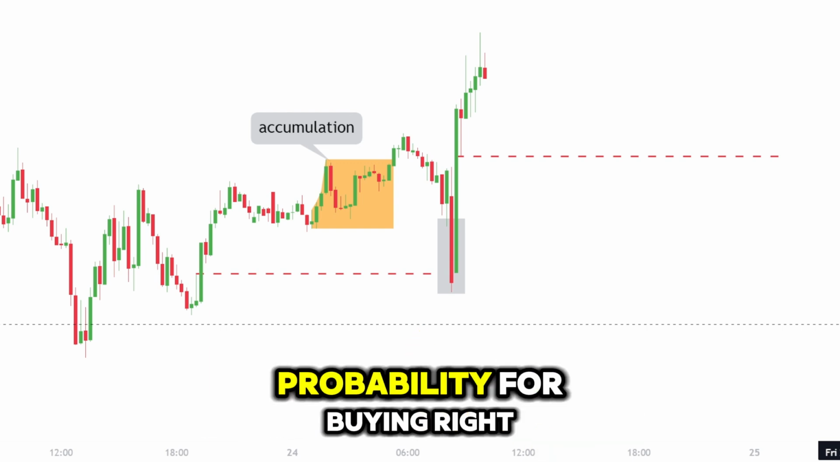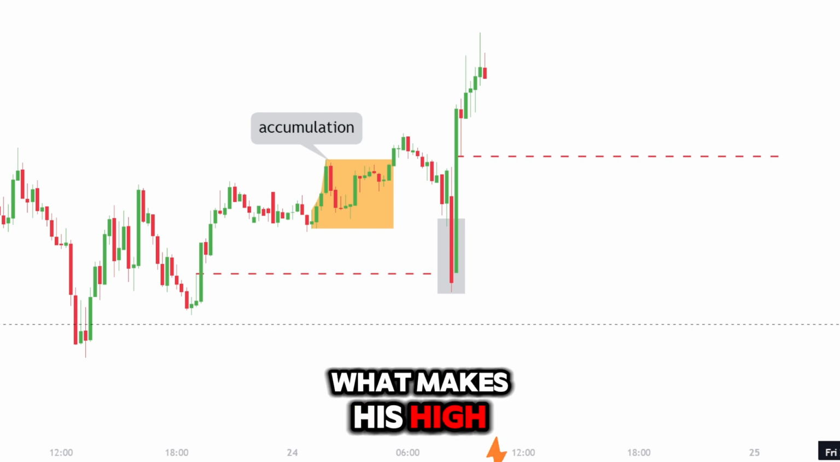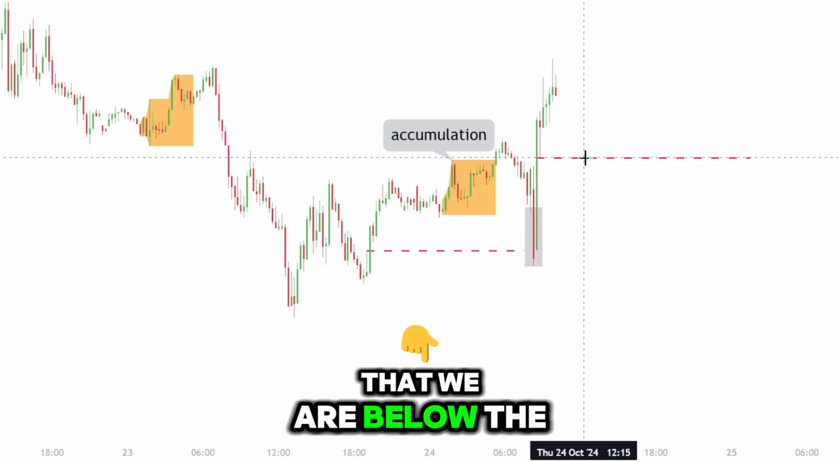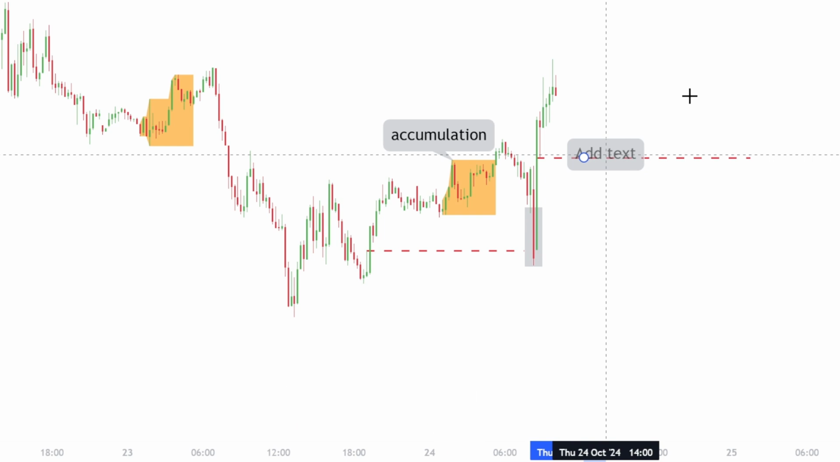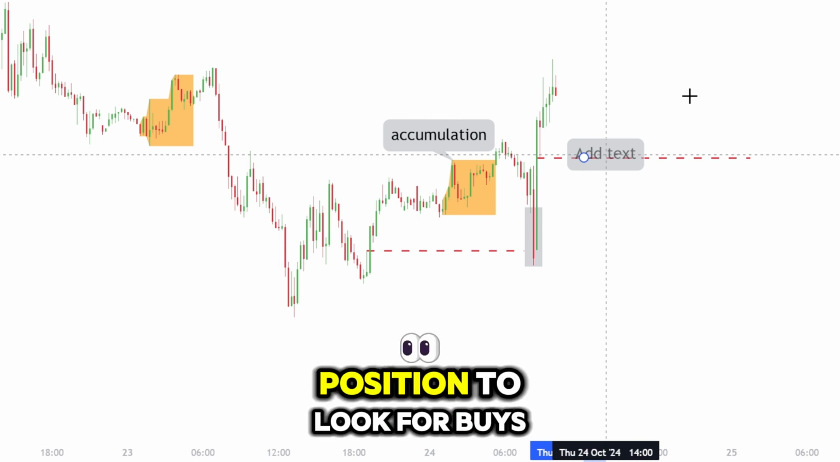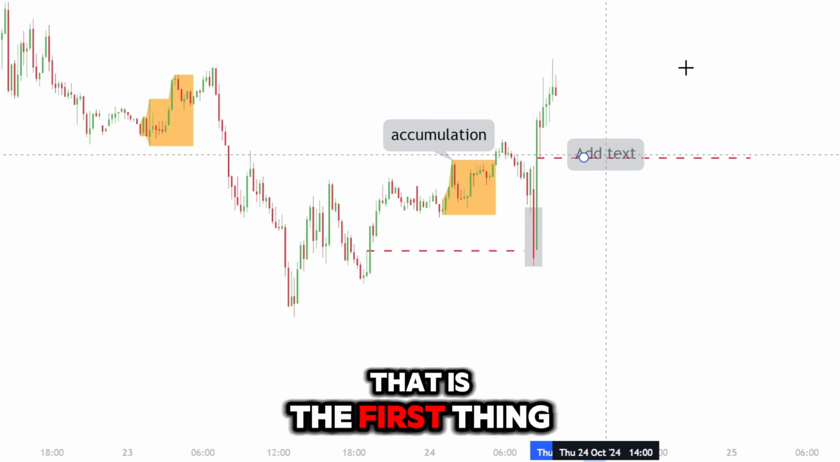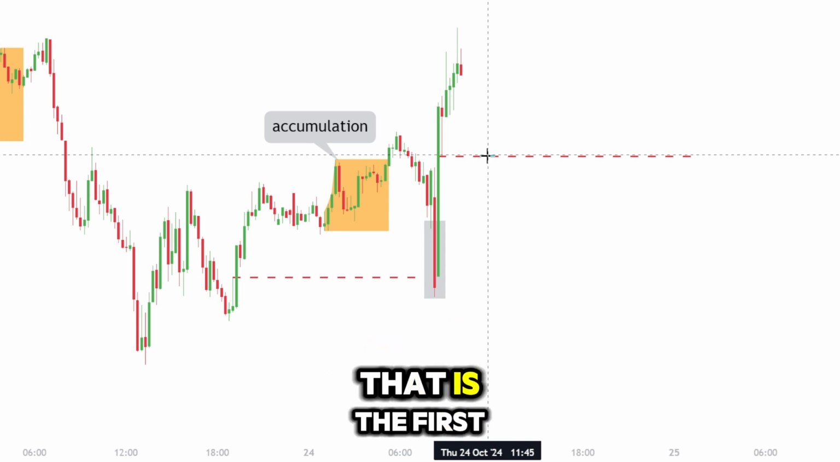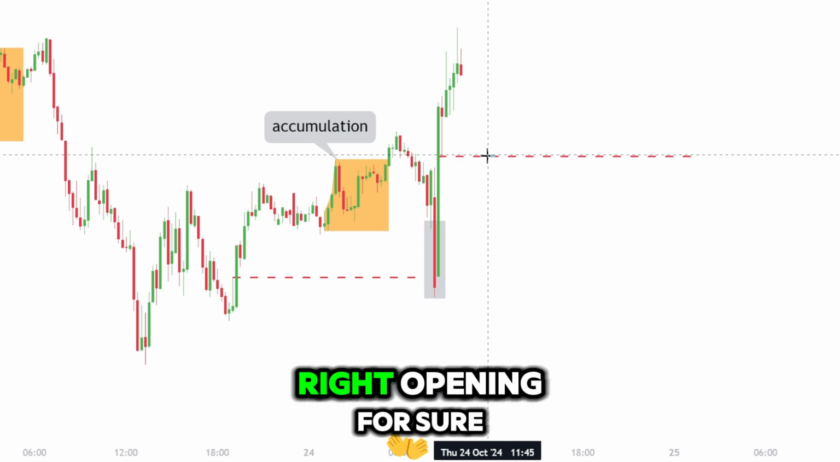What makes this high probability for buying? What makes this a high probability fair value gap? Well, there's a few things. The first thing is that we are below the weekly opening price. When price is below the weekly opening, you are in a position to look for buyers. That is the first thing. First, we're looking at the weekly opening price. That is the first thing we're looking for.